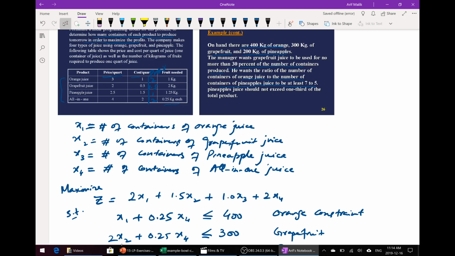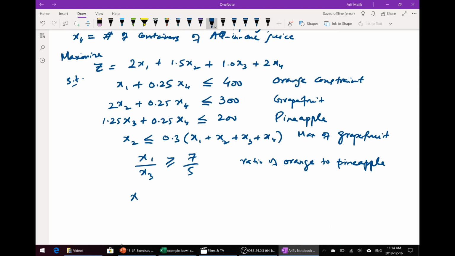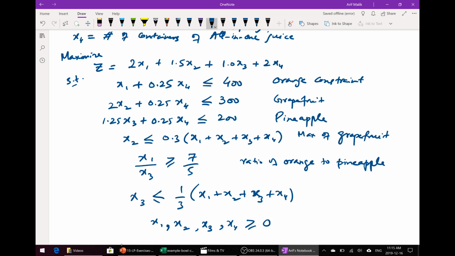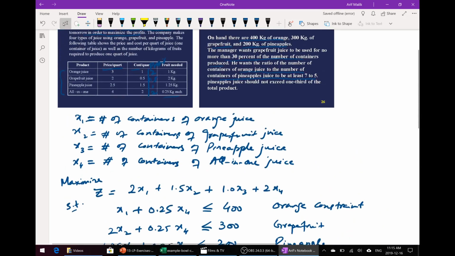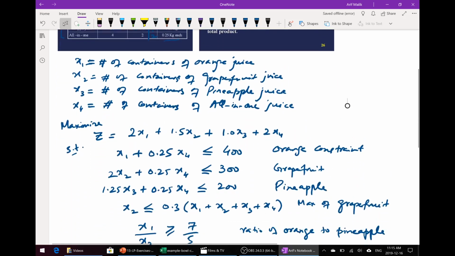Pineapple juice should not exceed 1/3 of the total product. Pineapple is x3, so x3 should be less than or equal to 1/3 of the total product, x1 plus x2 plus x3 plus x4. And of course x1, x2, x3 and x4 should be greater than or equal to 0. So that's it.